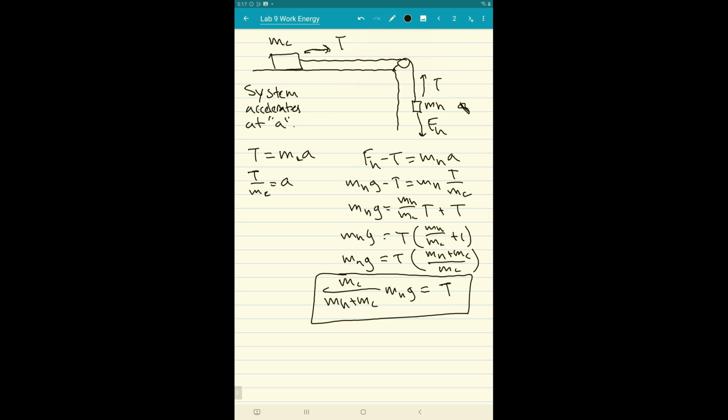Now, the reason I want T is because in this lab, we're going to accelerate that block up here, this cart. We're going to accelerate it with that force T, and we're going to take a speed measurement right at the end, right before it hits the end here. So right here, there's going to be some final velocity.